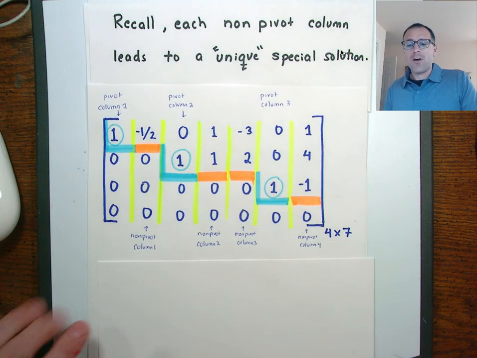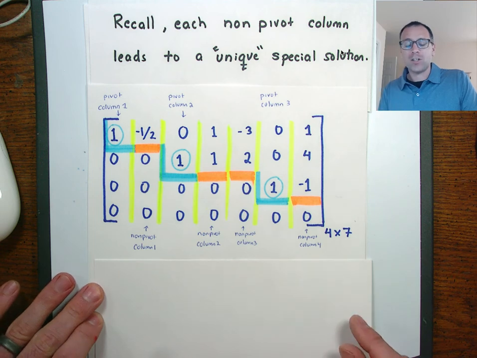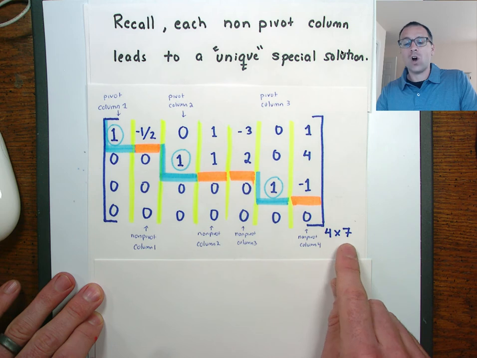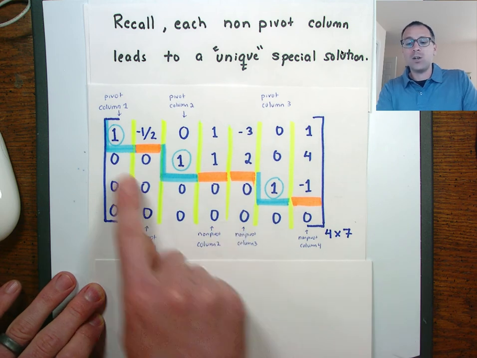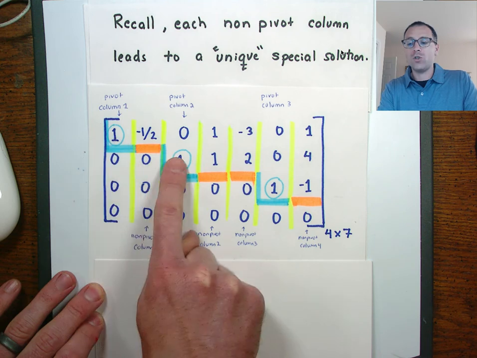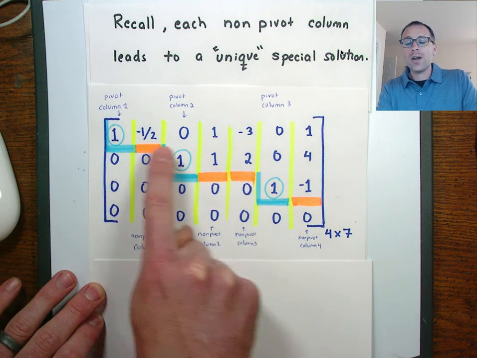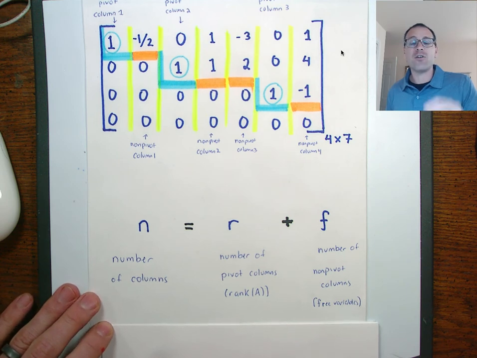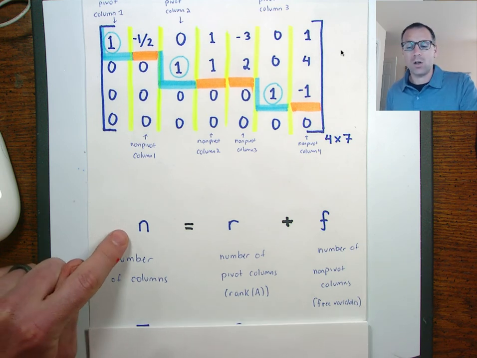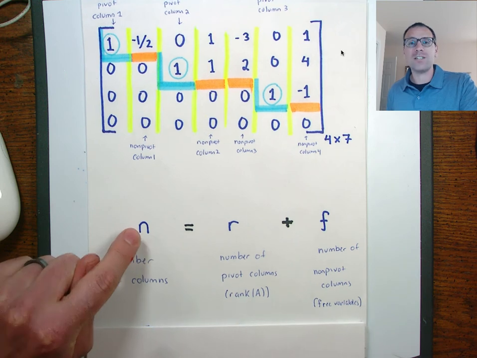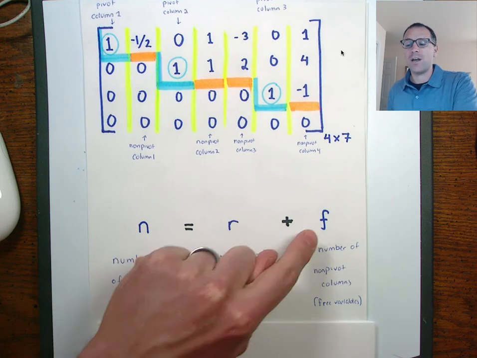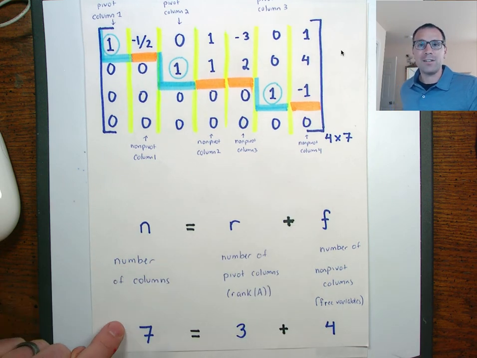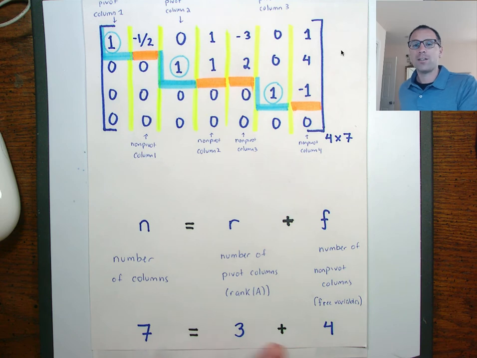When we look at the RREF associated with the matrix A, we see that our 4x7 RREF structure yields 3 pivot columns, 1, 2, 3, and then 4 non-pivot columns. We recall from our last video that every column is either a pivot column or a non-pivot column. In other words, the number of columns is equal to the number of pivot columns plus the number of non-pivot columns. For this specific example, that implies that 7 is equal to 3 plus 4.